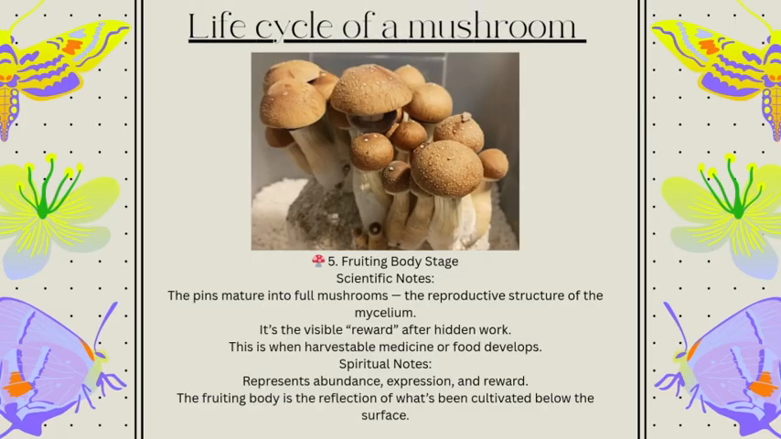The next stage is going to be our fruiting body stage. The plants mature into full mushrooms, the reproductive structure of the mycelium. It's the visible reward after hidden work. This is when harvestable medicine or food develops. So once this stage begins, it's time for you to go ahead and chop the mushrooms up.